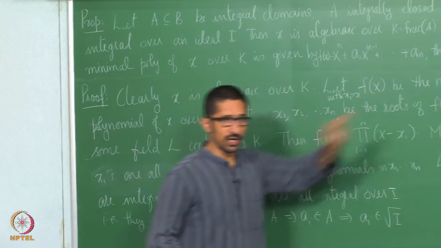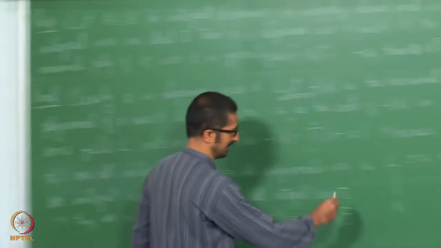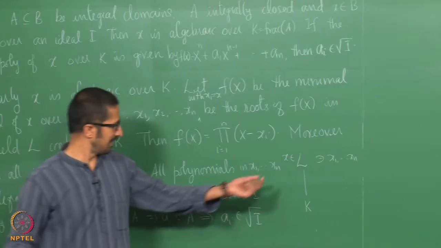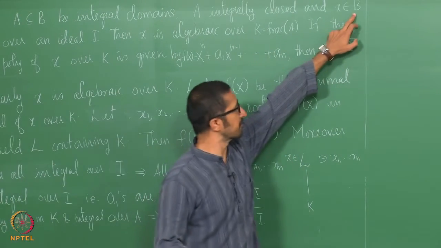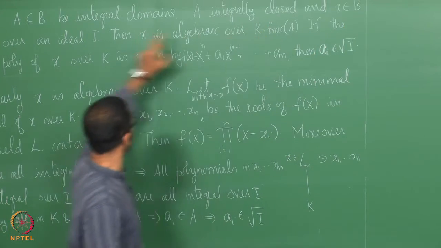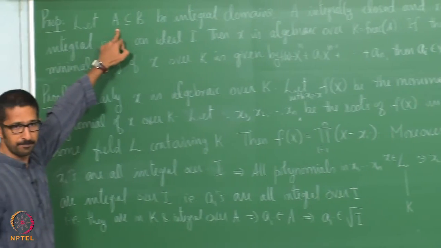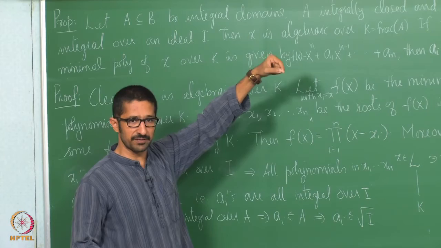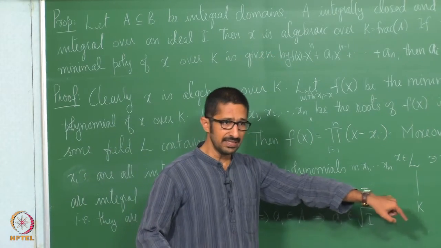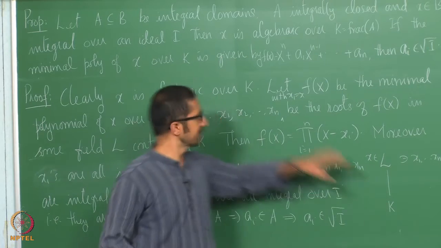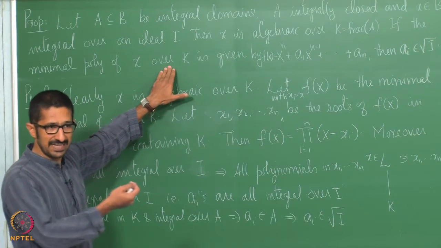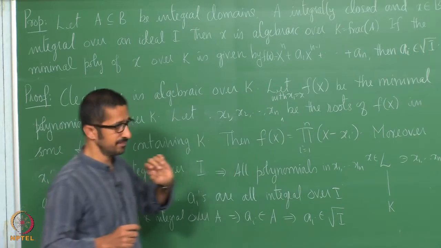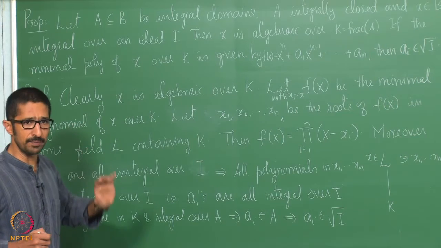Now, I take the minimal polynomial. So, I have x in some extension field. The fraction field of B will contain the fraction field of A. So, as an element in the fraction field of B, I can think of the element x over K. This element is algebraic over K, that is the first statement. Therefore, there exists a polynomial. So, I take the polynomial to be this f x, the minimal polynomial.